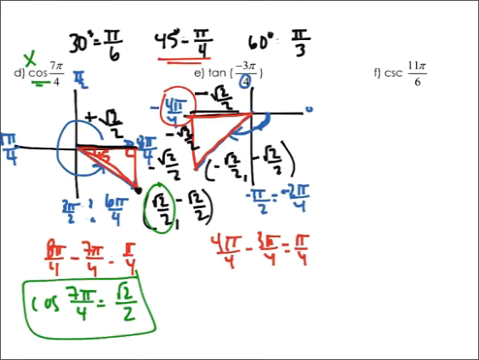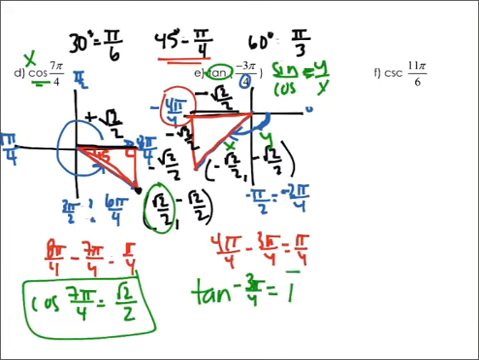Tangent means to do sine over cosine, or y over x. If you notice, your x and your y values are the same. If you divide something by itself, it's going to equal 1. So tangent of negative 3 pi over 4 is equal to 1, because we did negative radical 2 over 2 divided by negative radical 2 over 2.